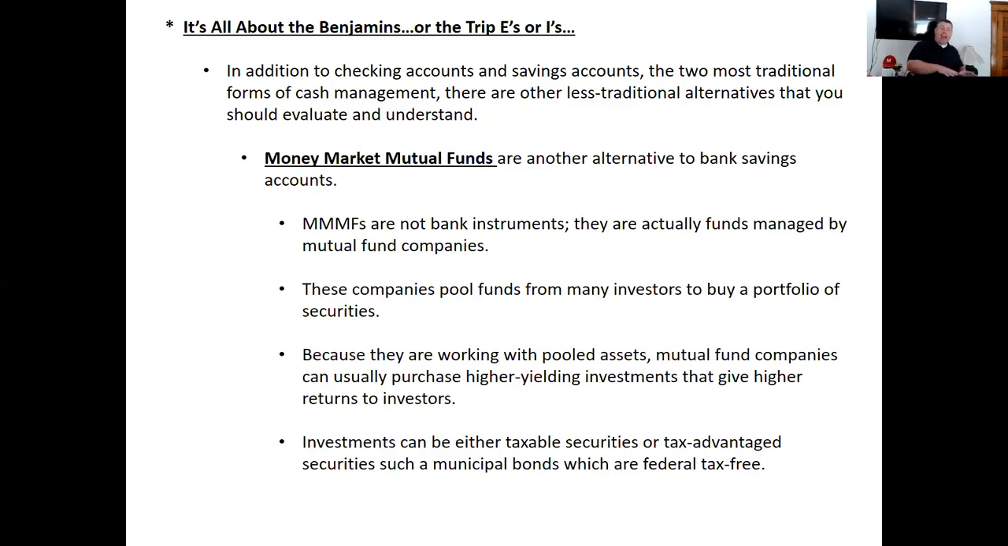Investments can either be taxable securities, in other words, when you cash them in, you may have to pay taxes on them, or tax advantaged securities. And what we mean by that are things that the government has said you do not have to pay taxes on these returns, such as municipal bonds, which are federal tax-free. Municipal bonds are where towns and cities issue instruments saying, loan us money, we will pay you back with interest. And they usually use that money to build certain things like the community pool, for example.